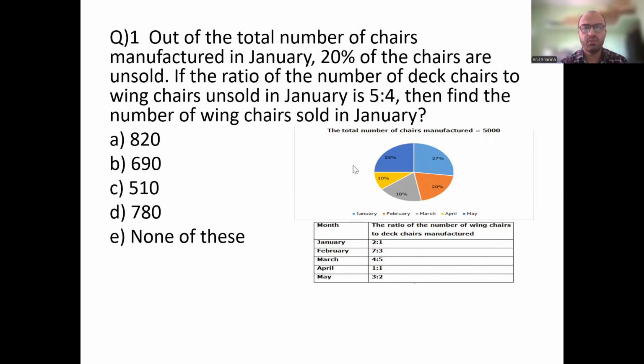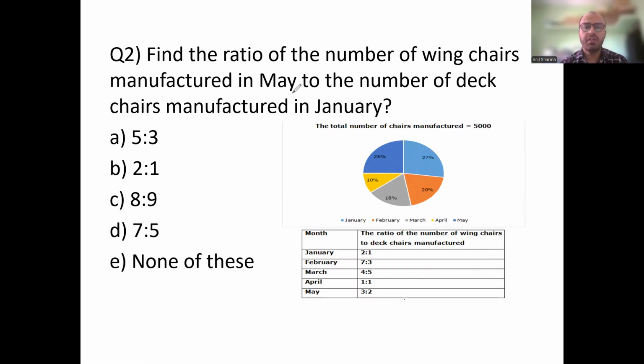Similarly, we can see the next question, guys. Find the ratio of number of wing chairs manufactured in May to the number of deck chairs manufactured in January. Deck chairs manufactured in January, we have already seen that is 450 in the last question. I will not calculate that because 1 is equal to 450. But I need the wing chair in May. In the month of May, you can see 3 portion. But which one is May?